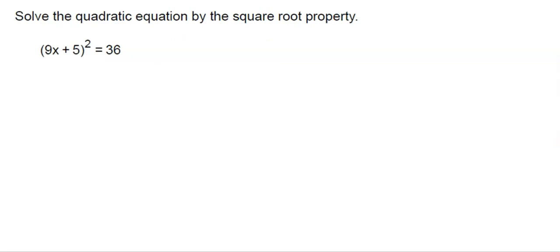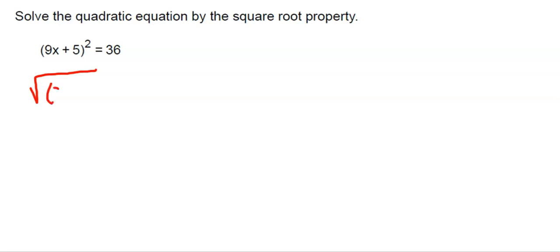Now let's solve a quadratic equation. The suggestion here is a square root property, which makes sense. The left side is a perfect square, so we can take the square root of both sides of this equation to get closer to our answer.